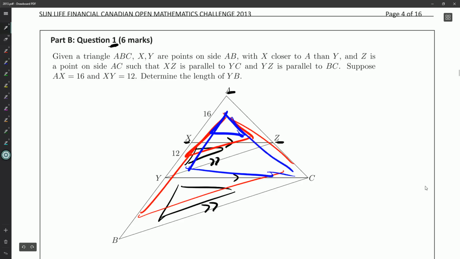Anyway, before I mess up the picture too much, what's the question actually asking for? Suppose AX is 16 and XY is 12. Determine the length of YB. So I definitely think similar triangles is the way to go, considering I couldn't finish reading the question without drawing a whole bunch of them. Just need to get the right similar triangle involving YB or XB or AB, and then subtracting 12 or 28 or something like that. So, the name of the game is similar triangles and ratios.